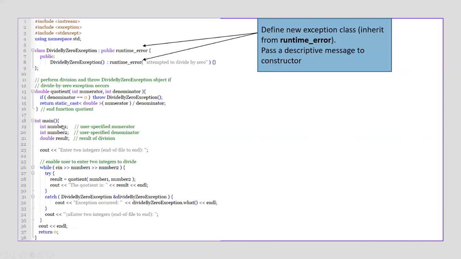Now here I have a main program. I have integer 1, integer 2, right? And then enter 2 numbers. And then here I get a quotient. In this quotient function, I divide my numerator by the denominator. So if the denominator is 0, I will throw this division by 0 exception. So it will not print out a quotient.